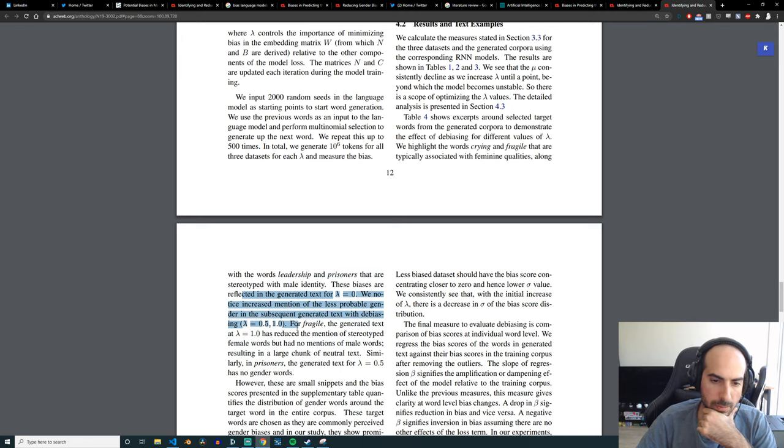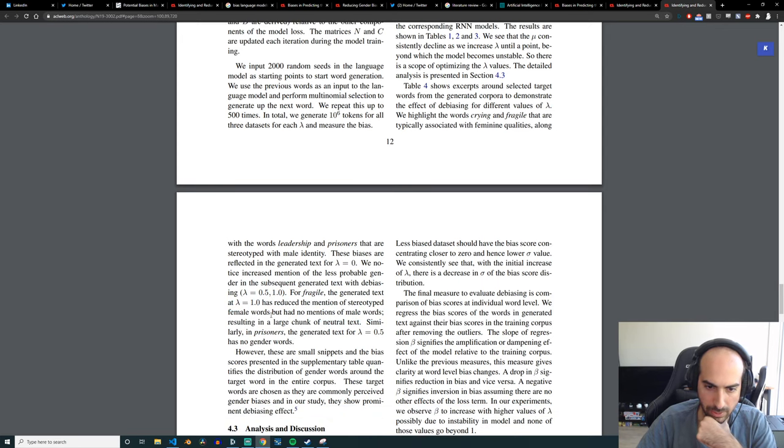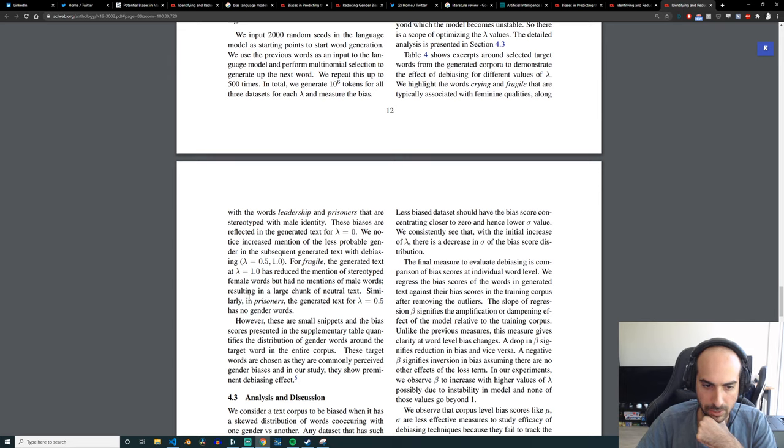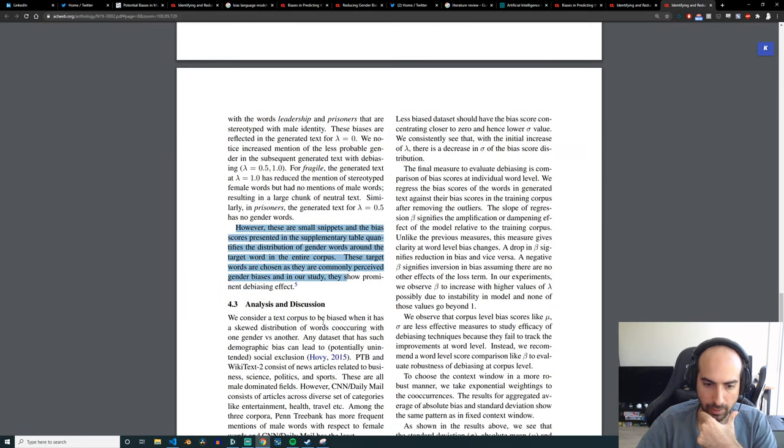We notice increased mention of the less probable gender in this example for fragile. The generated text has reduced the mention of stereotyped female words, but has no mention of female words. Similarly, in prisoners, the generated text has no gender words. Okay, let's look at the analysis.